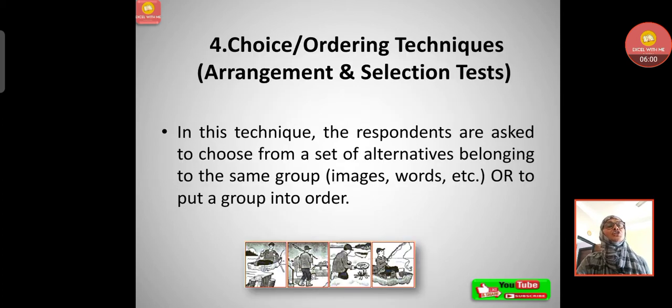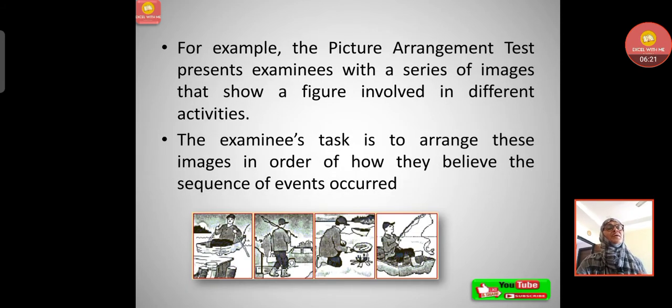Now the fourth one, choice or ordering techniques, that is arrangement and selection tests. In this technique, the respondents are asked to choose from a set of alternatives belonging to the same group, that is images, words, etc., or to put a group into order. For example, the picture arrangement test presents examinees with a series of images that show a figure involved in different activities.